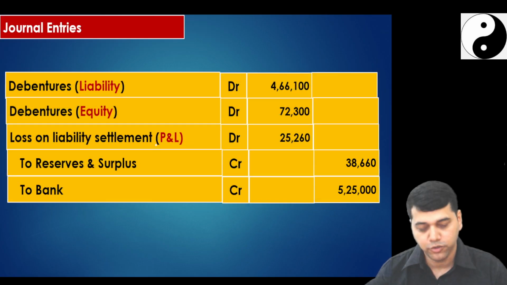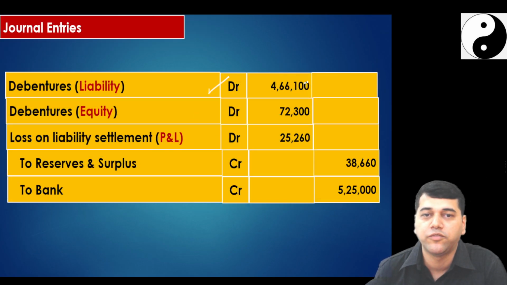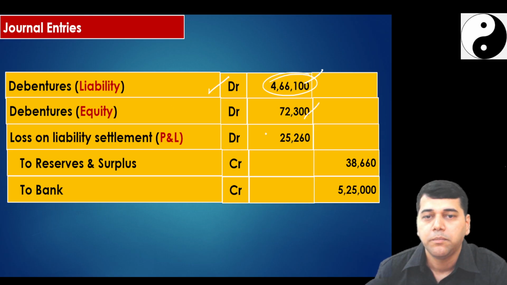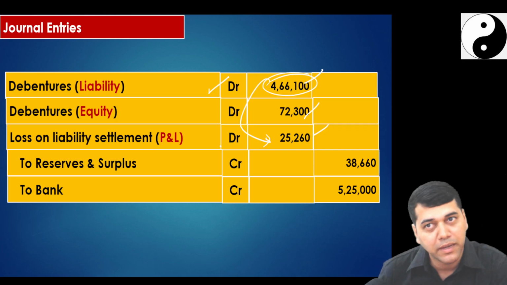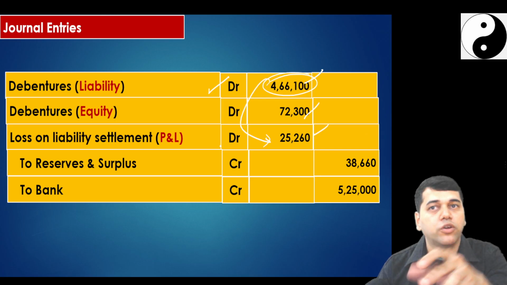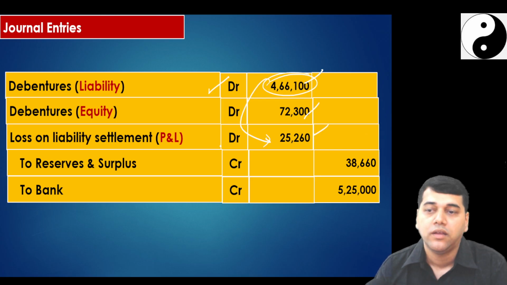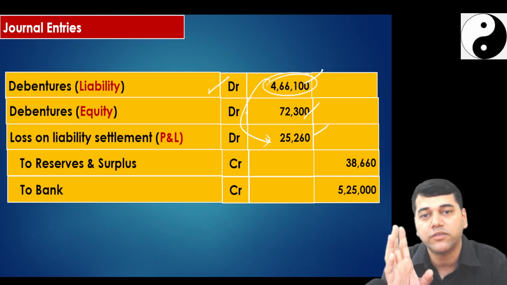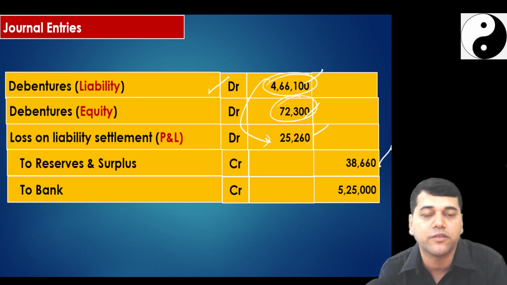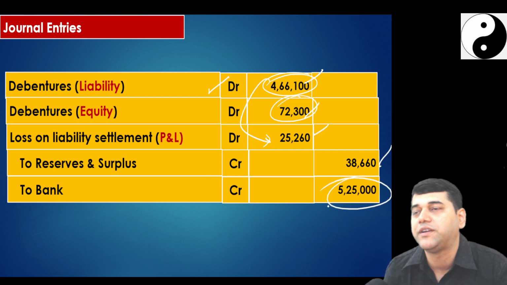So first is, you have debited debenture liability with 4,66,100. How did you get this? Book value. Equity 72,300. You don't need it anymore. Loss on settlement 25,260. Difference between this, you figured out it is a loss, and by incurring that loss, because it's an unfavorable situation for you, you paid more than what you were supposed to pay. Now, since you made a profit there, because already there was this profit, this should have gone to profit, but that profit was reduced by this. That's why reserve surplus is going to get credited, and 5,25,000 you are going to pay.